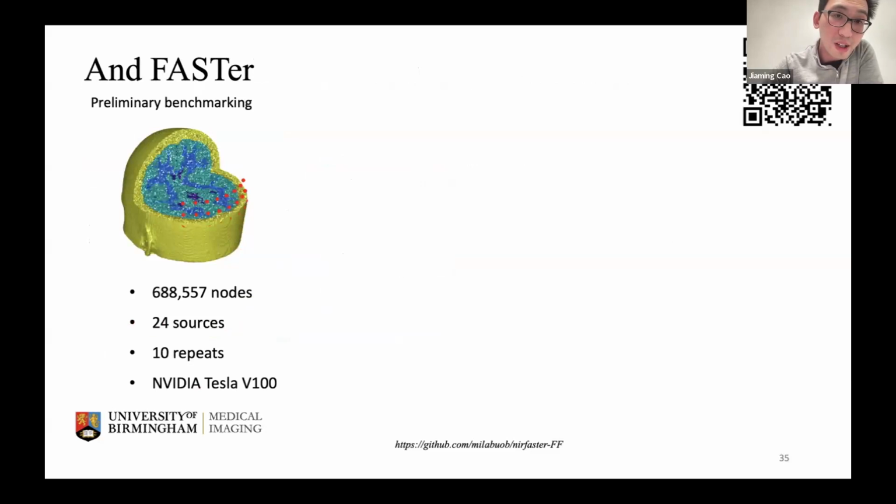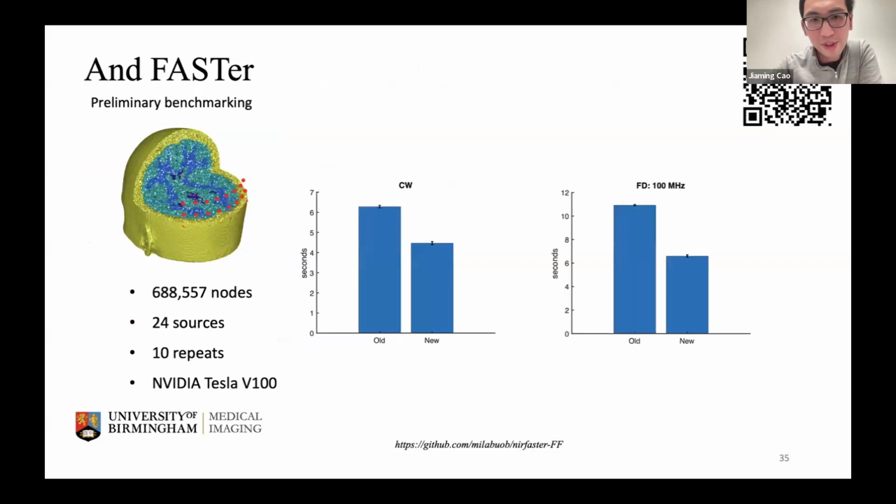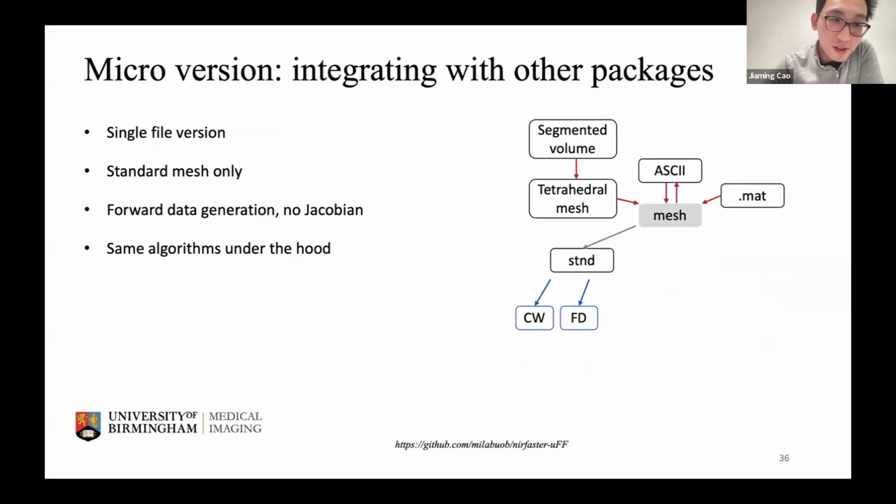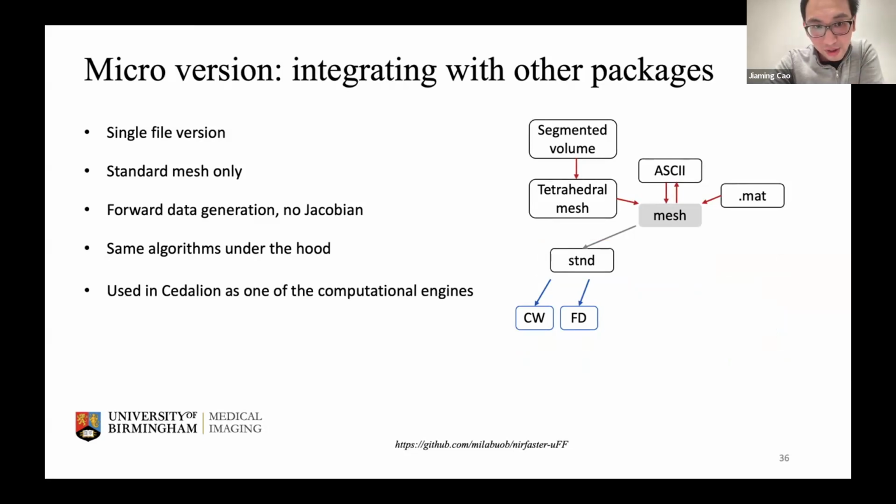This is some preliminary benchmarking. Well, it changes from system to system, of course. So don't take these numbers too literally, but here's a little comparison between our new Python version with the updated solver and this current MATLAB version. So there's about 25 to 40% speed up. And we also have a micro version using the same algorithm, but with reduced functionality. It's got only one file. The idea is that it can be easily integrated into other packages. One of them is Cedalion. That's developed by Alexander von Lühmann's group at TU Berlin. Coincidentally, they're going to give a talk on this new Python package in 10 days, so do stay tuned if you're interested.